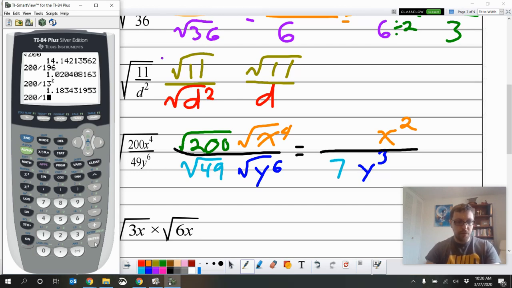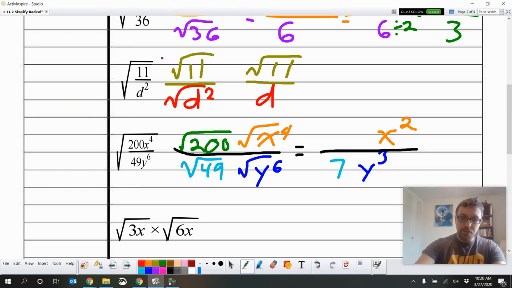12 squared is 144. That doesn't work. 200 divided by 11 squared, that's 121. Now that doesn't work. 200 divided by 10 squared, that's 100. Oh, there we go, that'll work. Yeah, sweet, 2, that's great. So we'll use 100 times 2.